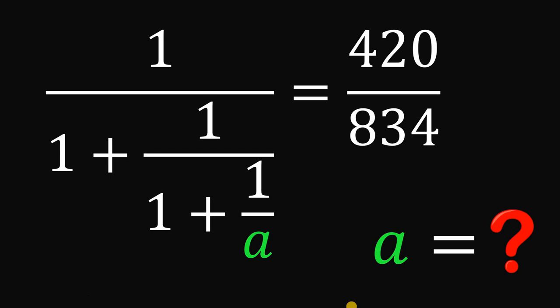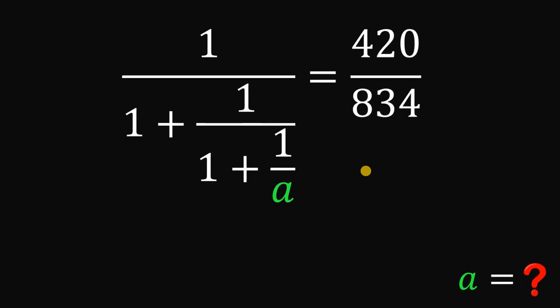For today's video, we will answer a math challenge given by one of our followers. And the question goes like this. Solve for the value of a given this equation: 1 over 1 plus 1 over 1 plus 1 over a equals 420 over 834. You can pause this video if you want to give this problem a try. And now, let's answer this question together.